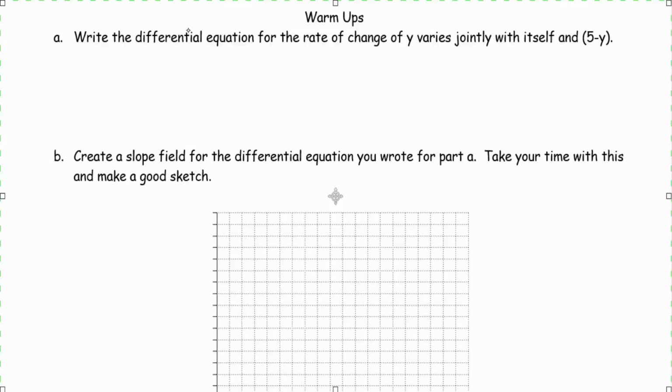Hey guys, we'll talk about the notes for the logarithmic growth section.